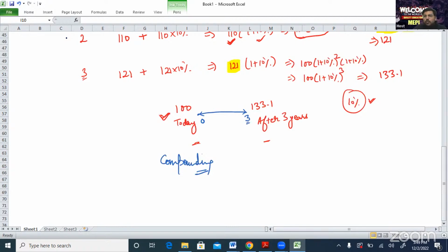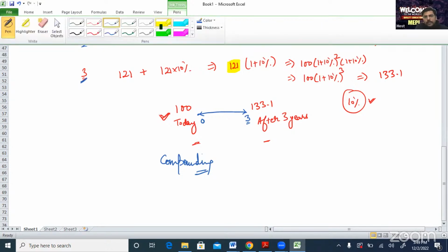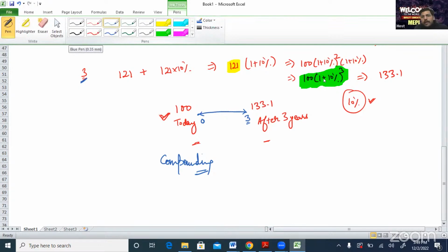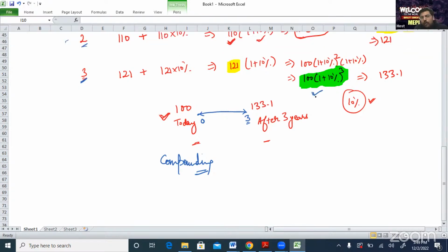So see, if I want to calculate the value after 3 years, 4 years, 20 years, 25 years, then I do not need to do it manually like this, mathematically. We have created a formula, and what is that formula? This is the formula: 100 into 1 plus 10% raised to the power 3. So I can simply use this kind of formula to find out the future value for any time period.